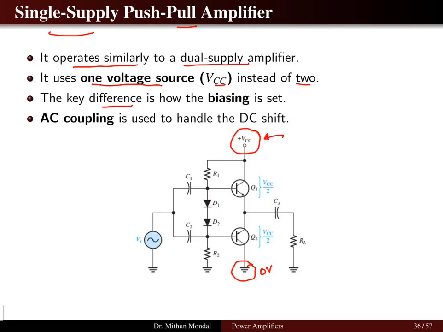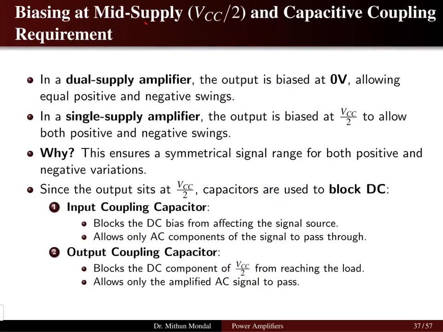The key difference is how the biasing is set. Here you can see there are input capacitors and one output capacitor. These are AC coupling capacitors, and they are used to handle the DC shifting in the push-pull arrangement. So here the biasing is done at mid-supply, VCC by 2, and capacitive coupling is required. When we see the dual supply amplifier, the output was biased at 0 volt, allowing equal positive and negative swing.